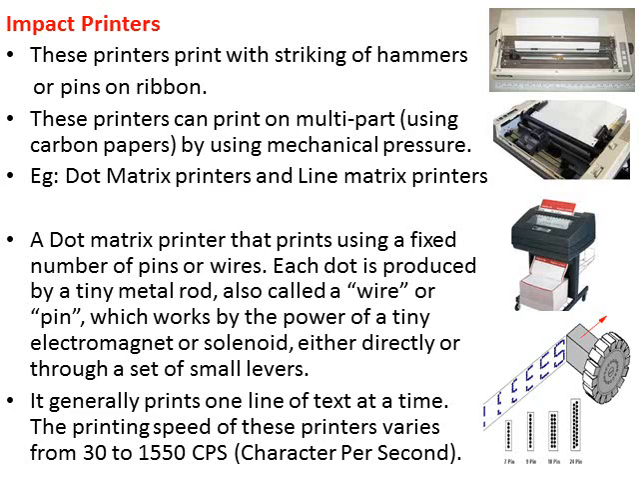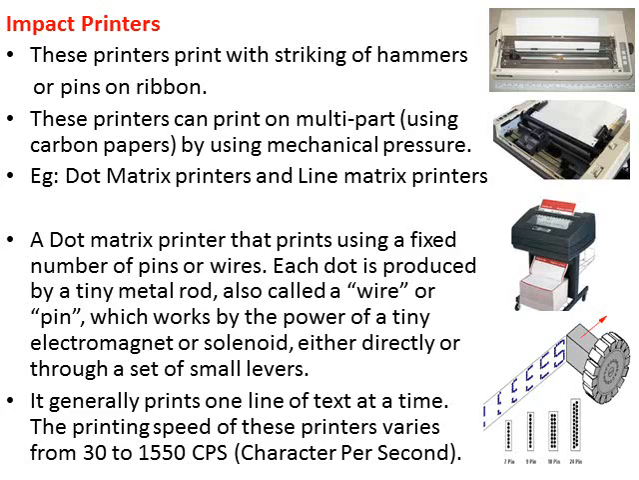A dot matrix printer is one that prints using a fixed number of pins or wires. Each dot on the printout is produced by a tiny metal rod, also called a wire or pin, which works by the power of a tiny electromagnet or a solenoid, either directly or through a small set of levers. The pins can be of varying numbers: 7 pin, 9 pin, 18 pin, or even 24 pins. It generally prints one line of text at a time.